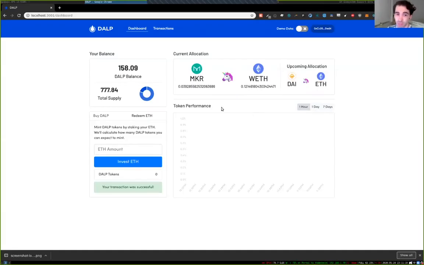If the DALP discovers a new pair that has a higher rating, it will remove liquidity from the old pair and swap to the tokens required for the new pair. As you can see, there's an upcoming allocation to DAI ETH. When a user wants to cash out, they can redeem their DALP tokens. An amount of liquidity is removed from the active Uniswap pair that is proportional to the number of DALP tokens redeemed, and the tokens are swapped to ETH before being transferred to the user. So let's redeem some tokens now.